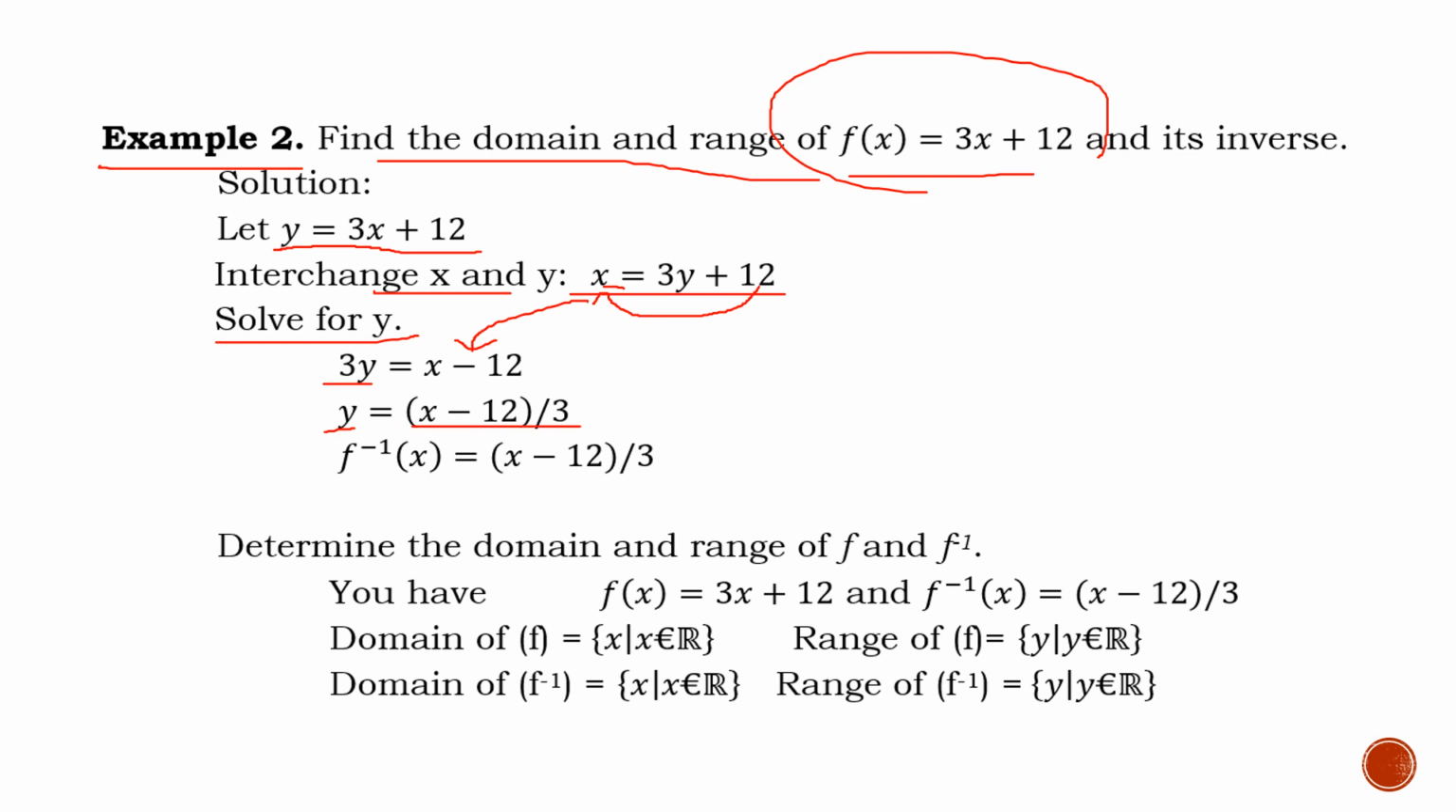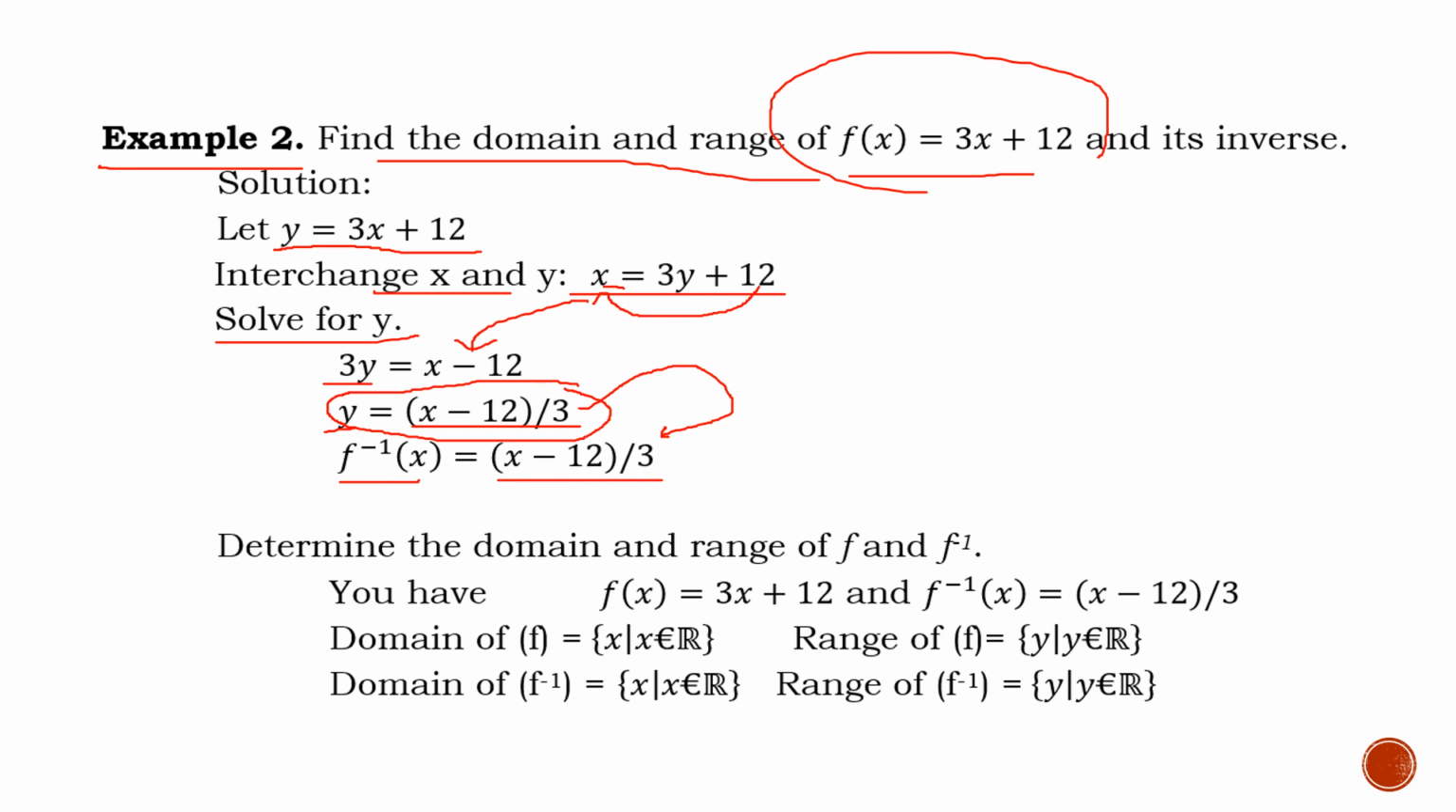Now, once you get the value of y in terms of x, this is automatically the inverse function of your original function. That's why we simply replace y by f raised to negative 1 of x. Then that will be equal to x minus 12 over 3.